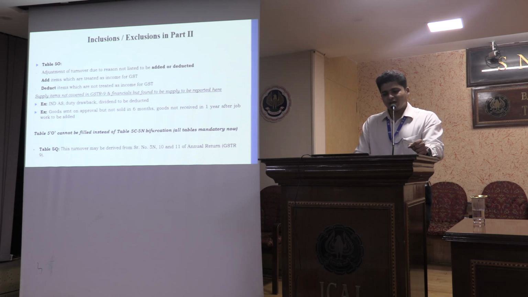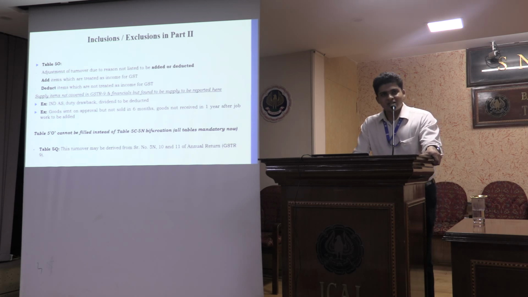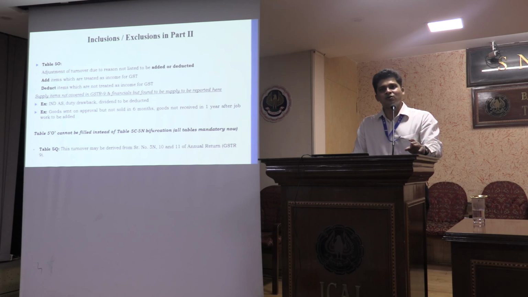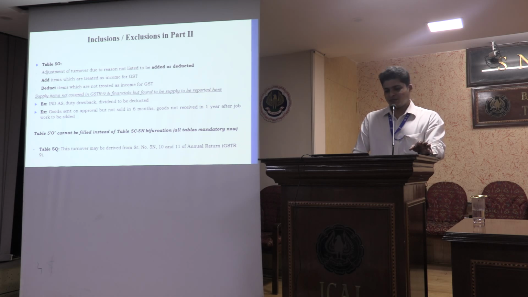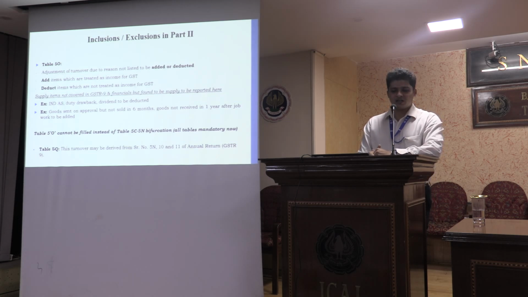In Table 5O we have turnover which is not covered in any of the above. So only if you have turnover adjustments which are not covered between 5C to 5N, please disclose here. If it is in 5C to 5N, it is our duty to disclose in those respective tables. Just because I disclosed in 5O, the department can raise an issue with me. There is no variance in value, there is no tax variance, but still we are giving an option for the department to raise queries. What are the examples which could come under Table 5O?